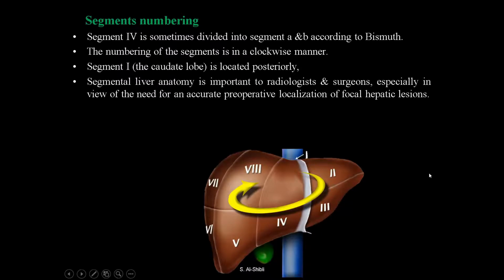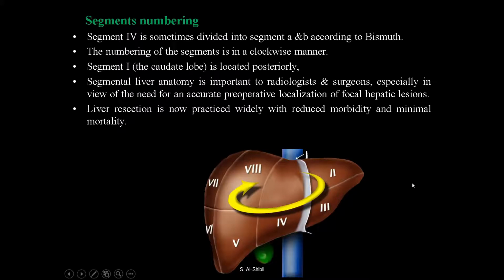Why do we say it is important, especially for surgeons and radiologists, in view of the need for an accurate preoperative localization of any lesion in the liver? So if you need to localize, especially preoperatively, any lesion, whether it is a mass, a tumor, a cyst, whatever, you need to know in which segment you are going to deal.